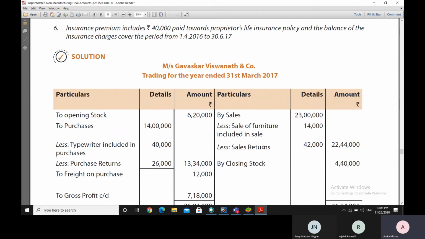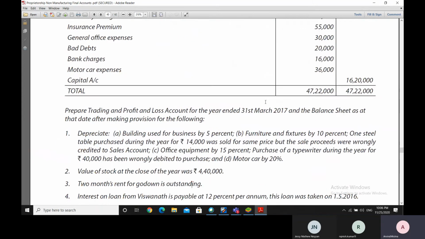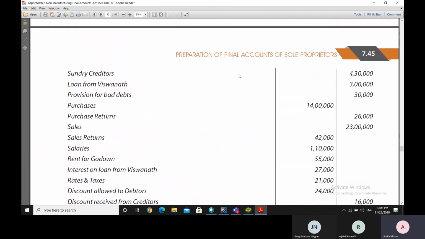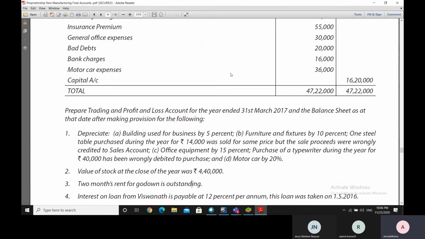So as you can see, the first thing that we have to prepare is a trading account. So in the trading account, one by one, we have to identify which entries belong to which account, like trading account, balance sheet, or profit and loss account, and accordingly take them to the respective account.